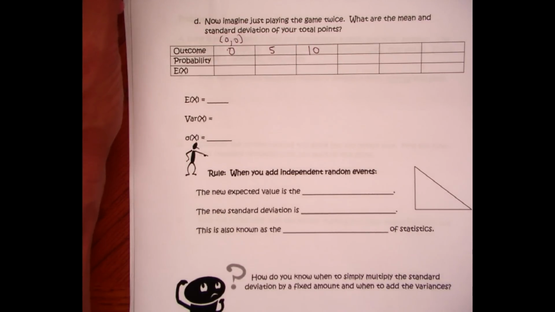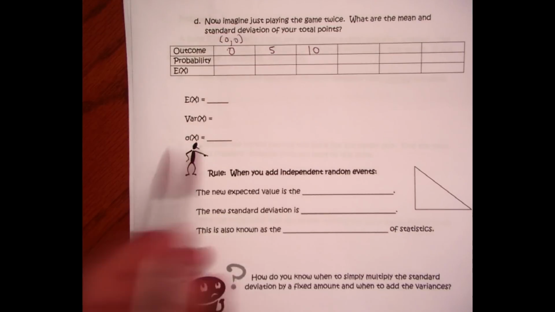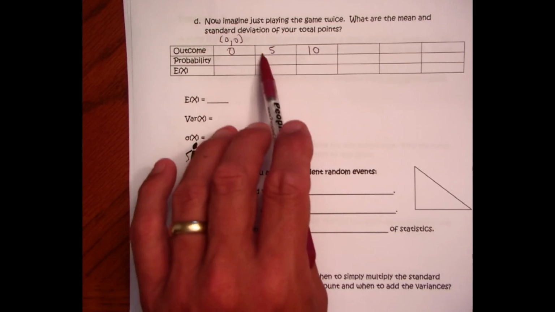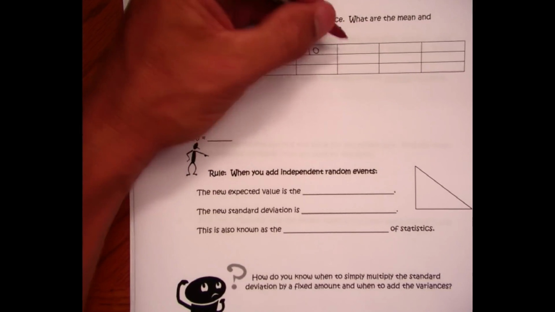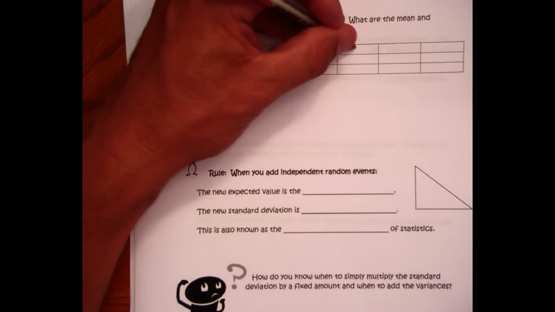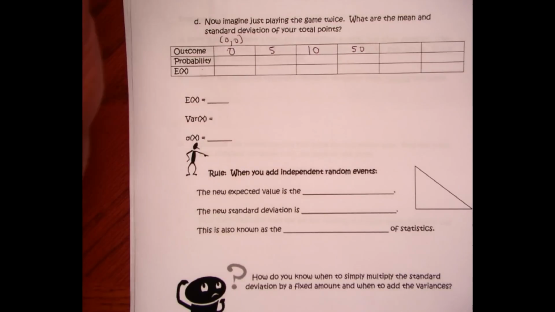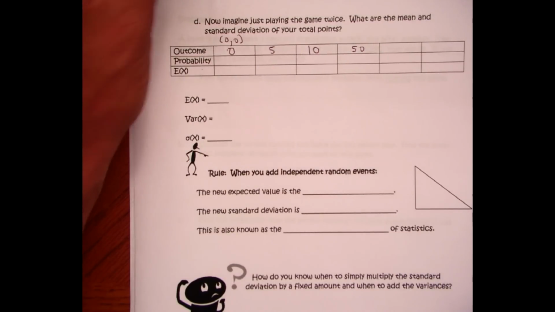Let's see, we can win 50 and 0, or 0 and 50. Or we can win 50 and 5.